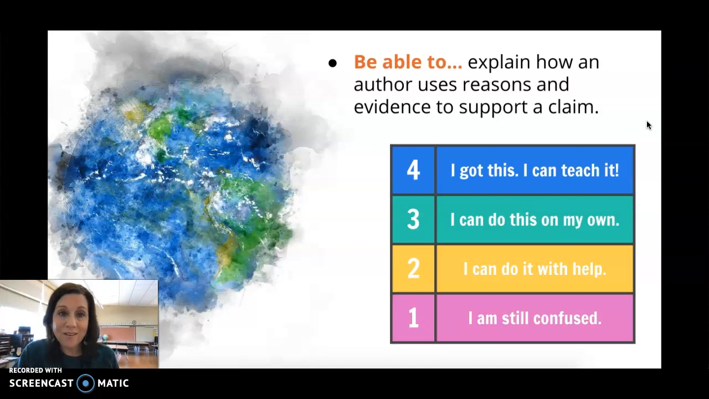Are you a 4? You've got it. A 3, you can do this on your own. A 2, I can do it with some help. Or a 1, I'm still confused. Please write that in the corner of your mentor text, and I look forward to seeing you tomorrow.